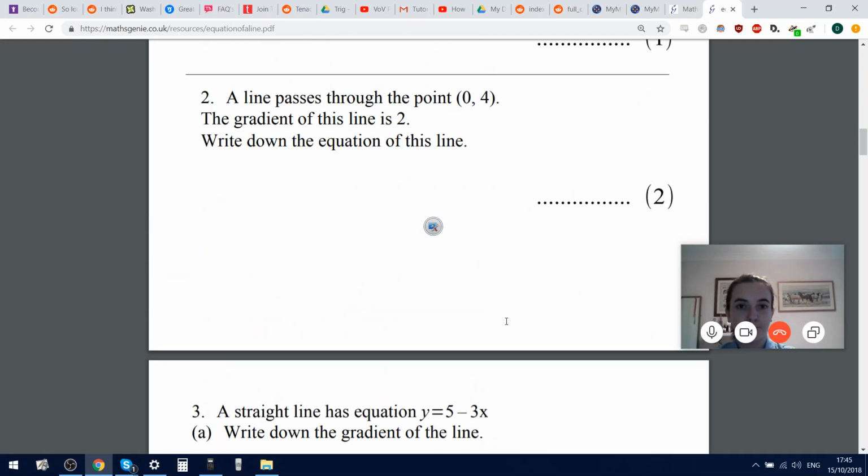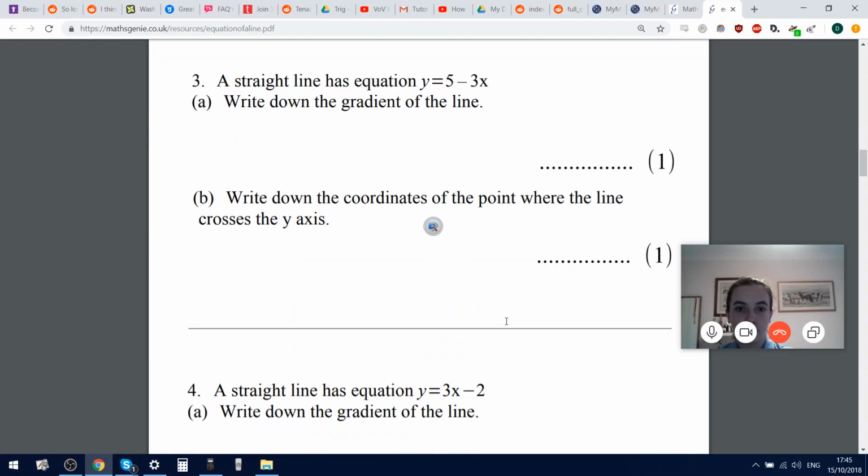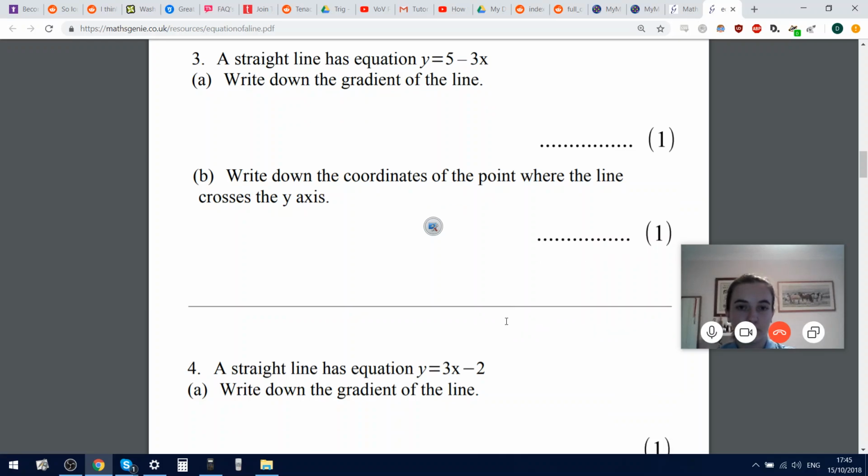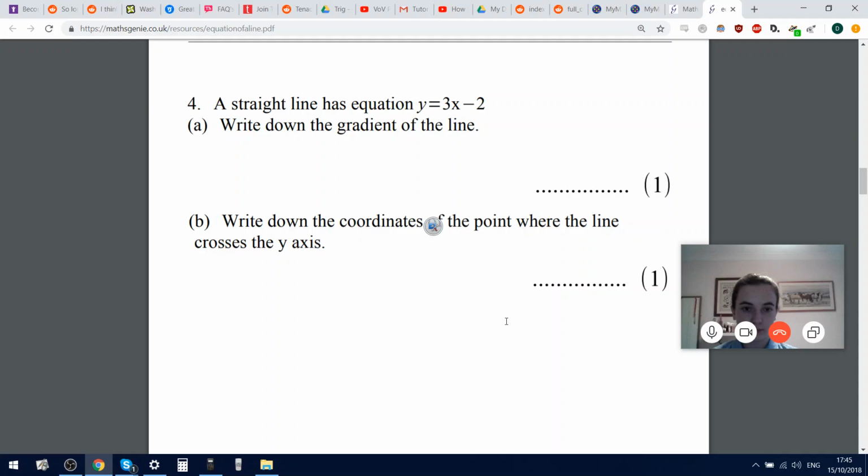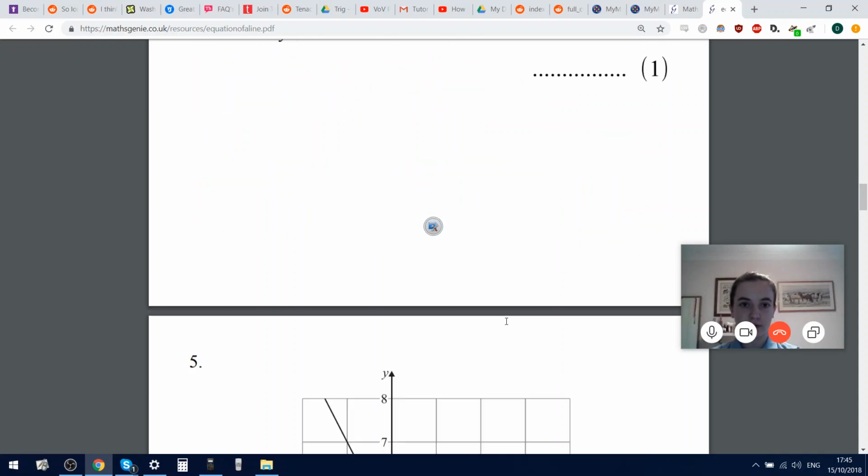How about this one? y equals 2x plus 4. Mm-hmm. This one? Minus 3. Yeah. Next? Then 0, 5. Yeah. You'll be fine there. You'll be fine there.